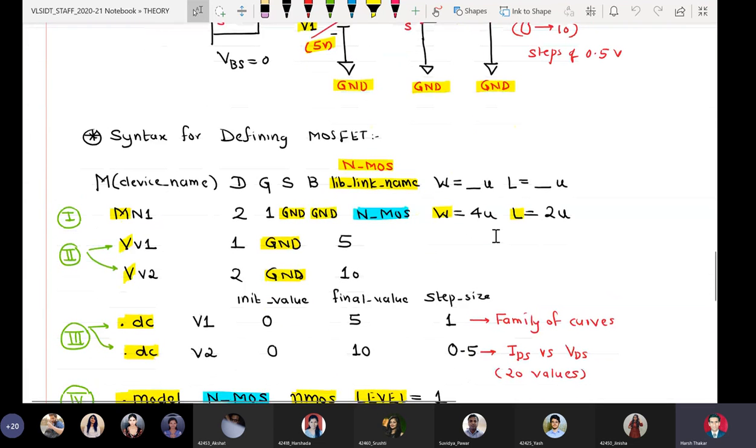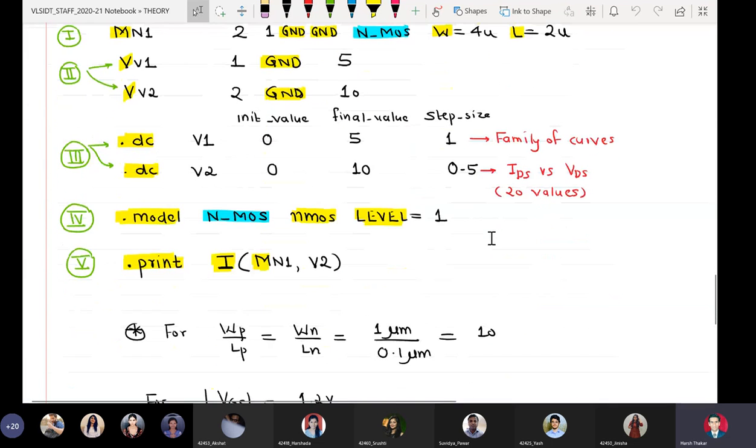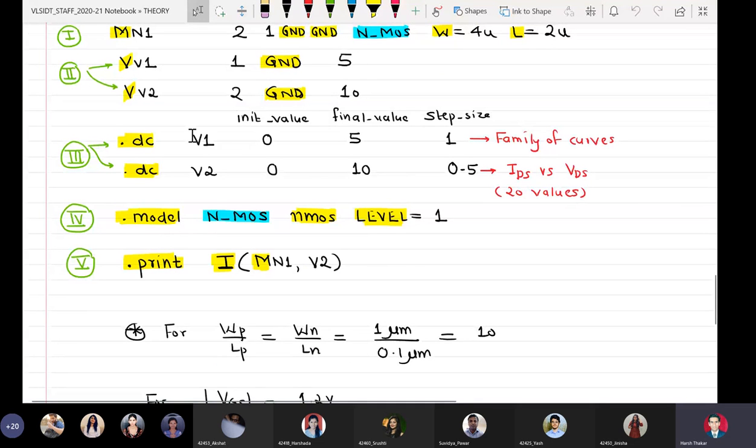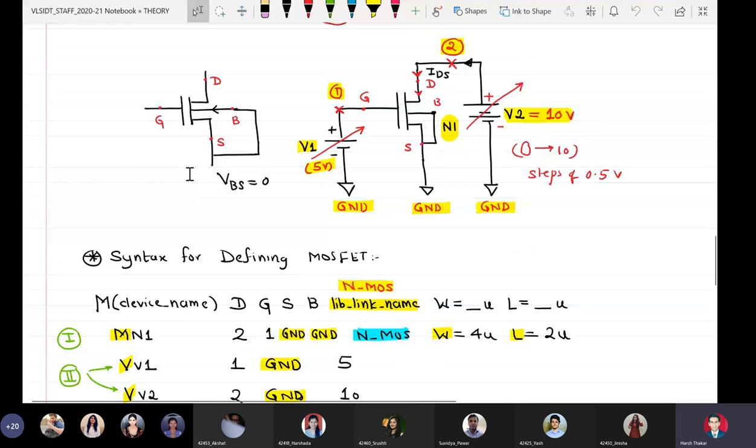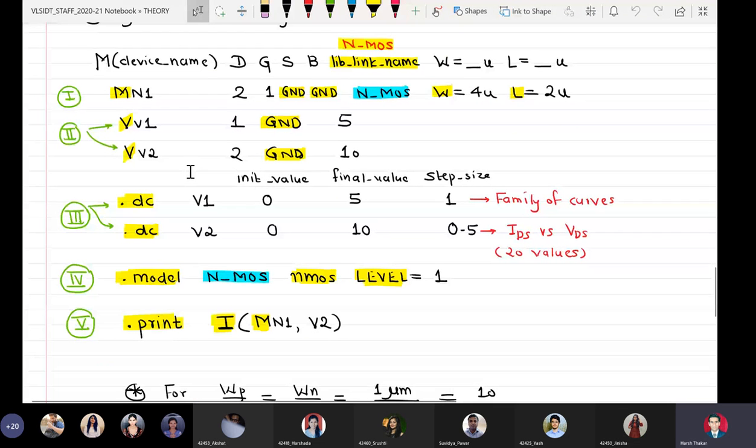And we have varied V1 and V2 here in step number 3, .DC. So V1, that is VGS, is varied from 0 to 5 in steps of 1 volt, which will give us a family of curves, VGS equal to K1, K2, K3. And similarly, we have also varied the VDS voltage, that is V2, from 0 to 10 in steps of 0.5. So we have 20 different values for V2 and 5 different values of V1.